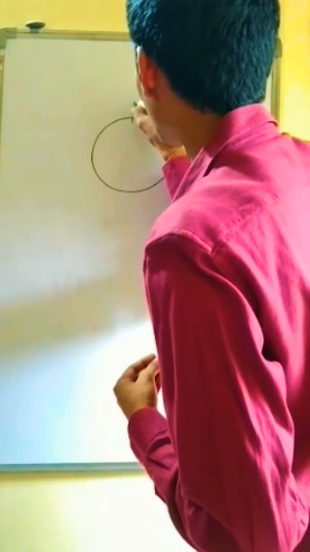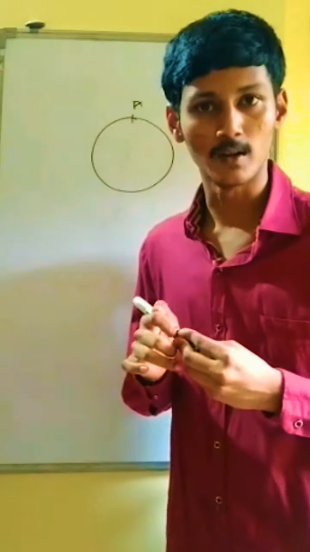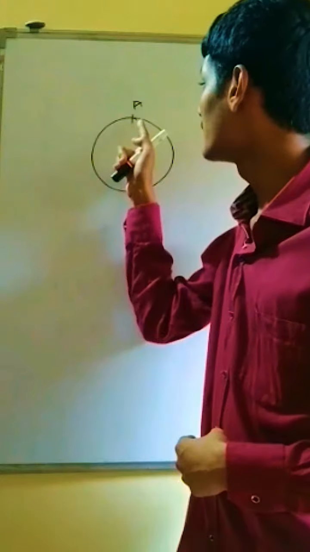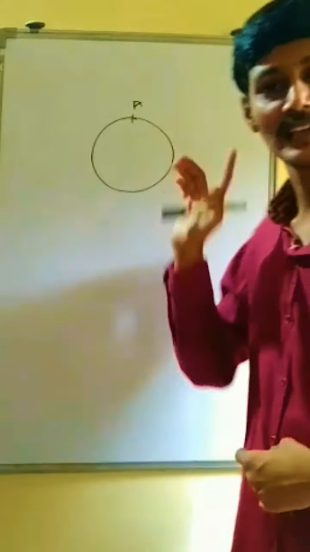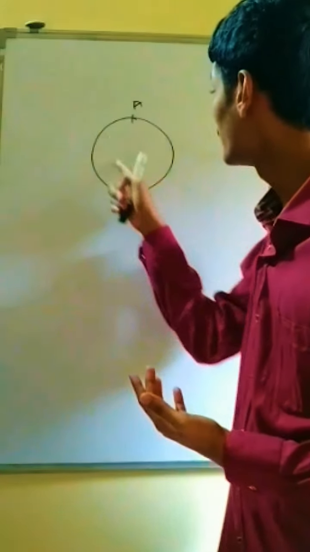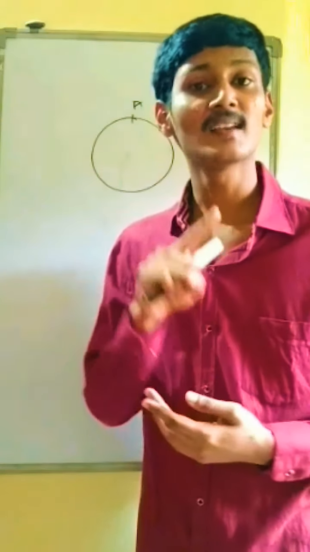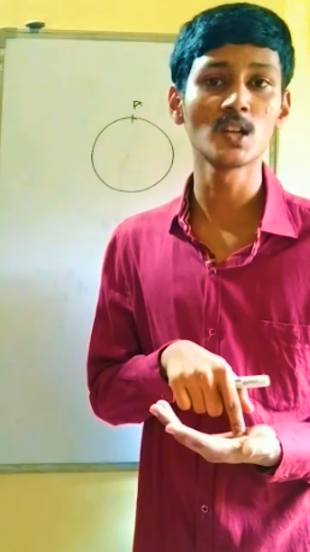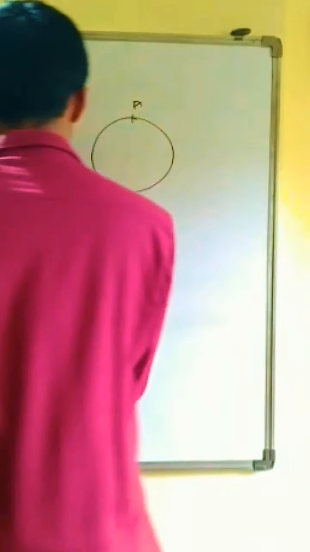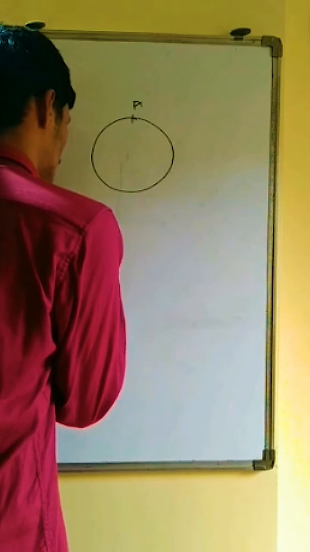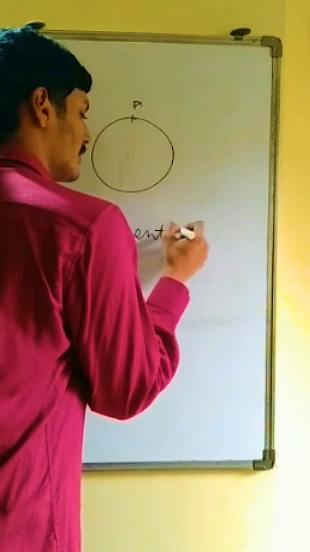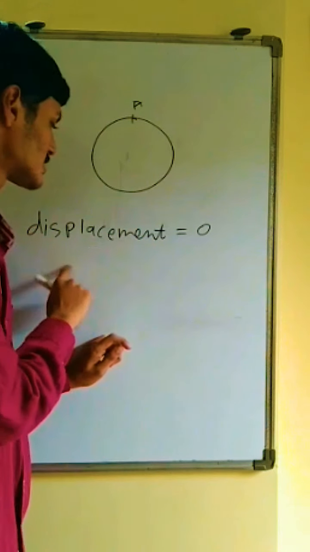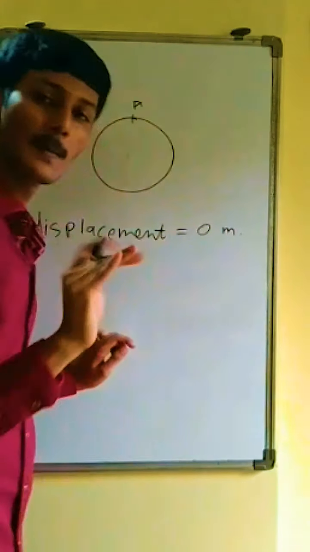For example, if we take this as point A, this is the starting point. A circle has the same starting and ending point. So Swarali will start from A, cover a distance and again come to point A. Here we will calculate the distance. But as the starting point and the ending point are the same, is there any change in the original position? No. So our displacement will be 0. Whenever we calculate any kind of length, distance or displacement, we use the unit meter.